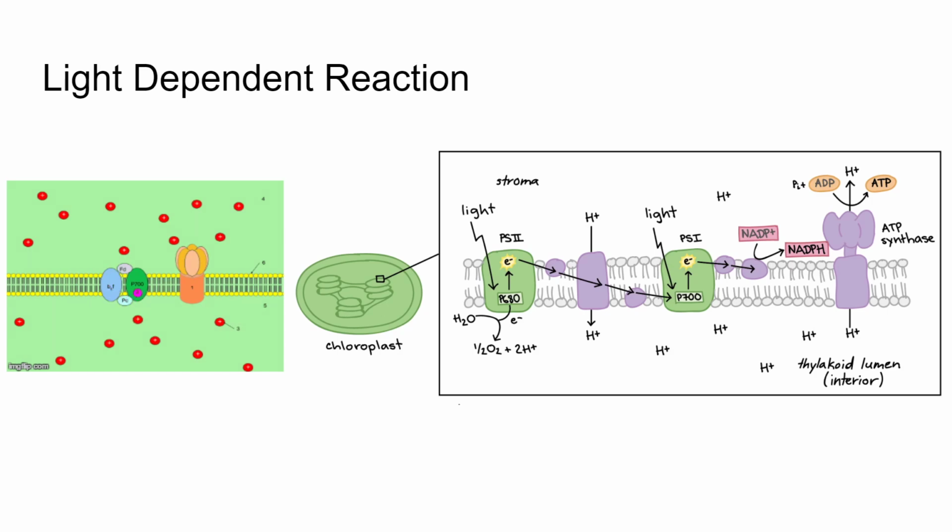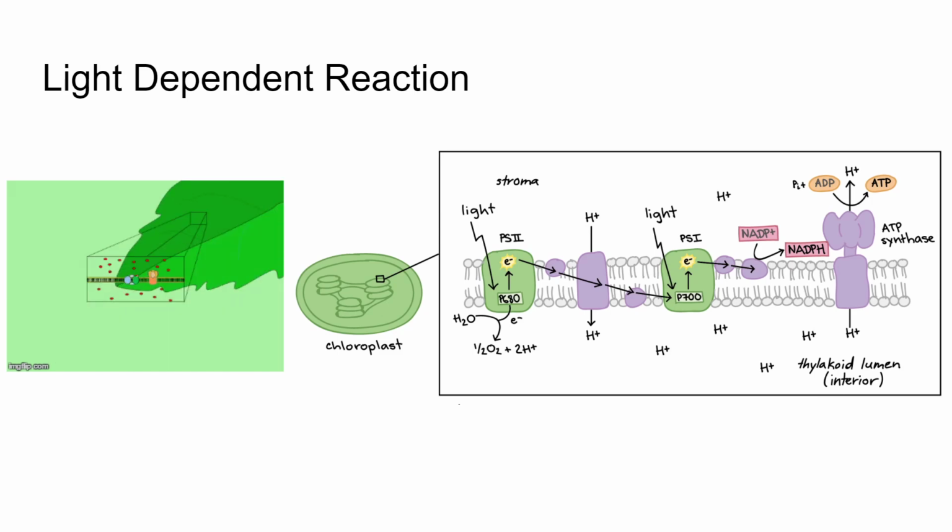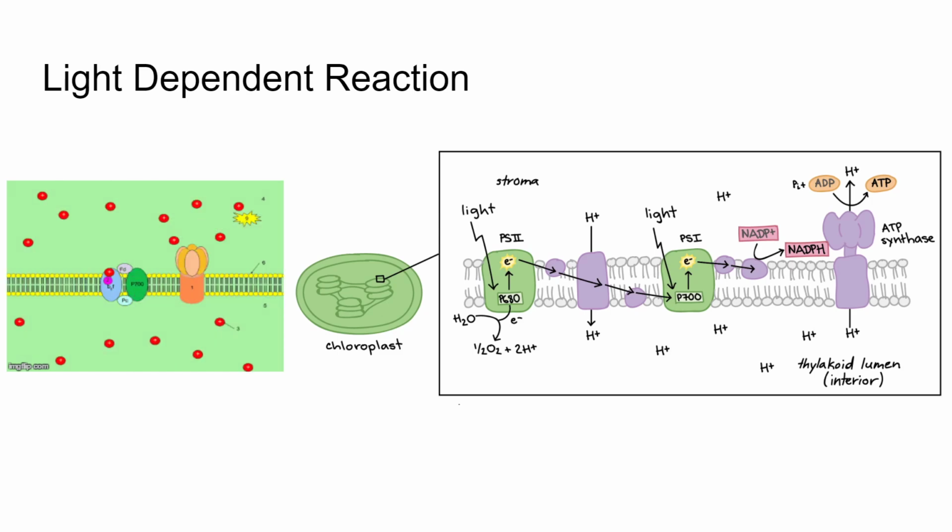And finally, the high energy electron travels down a short second leg of the electron transport chain, at the end of which the electron is passed to NADP+ with a second electron to make NADPH.